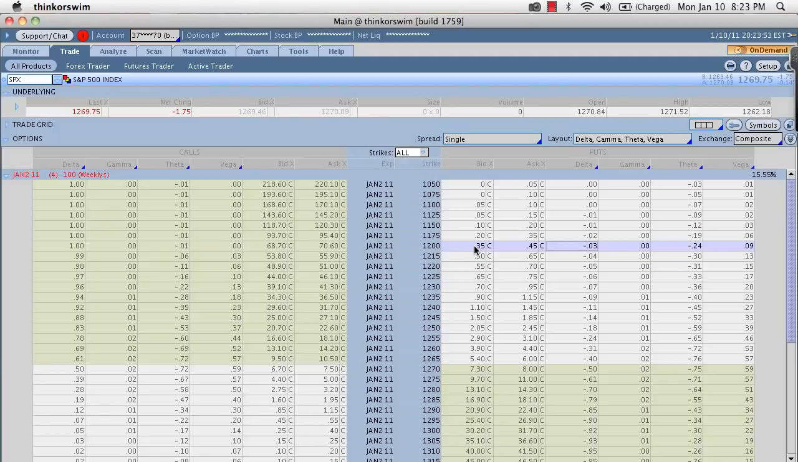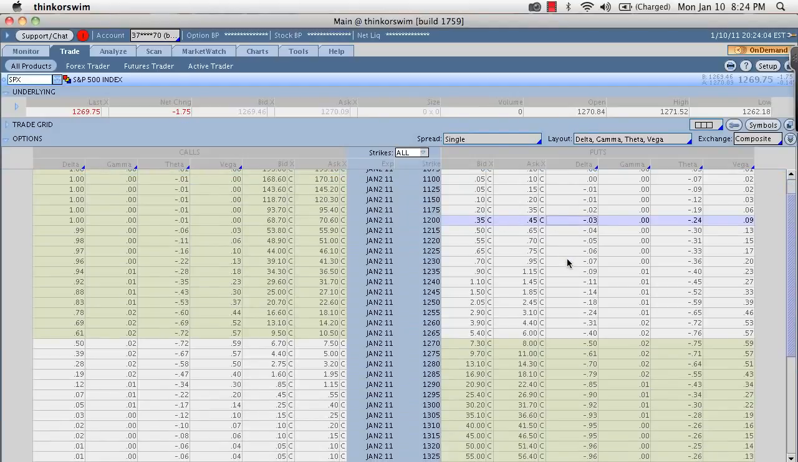Anything can happen in the next 4 days, and we could possibly see the market sell off 60, 70 points and start to really affect these options. But that's another way that you can use these weekly options for your trading advantage.